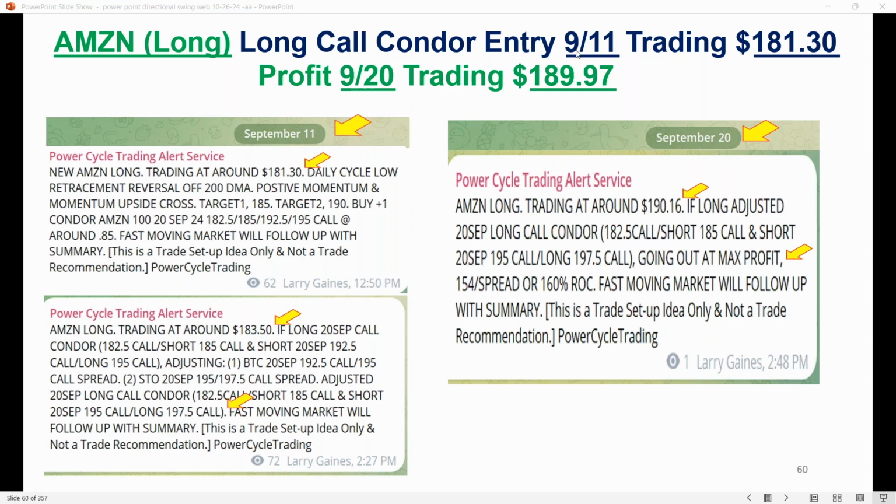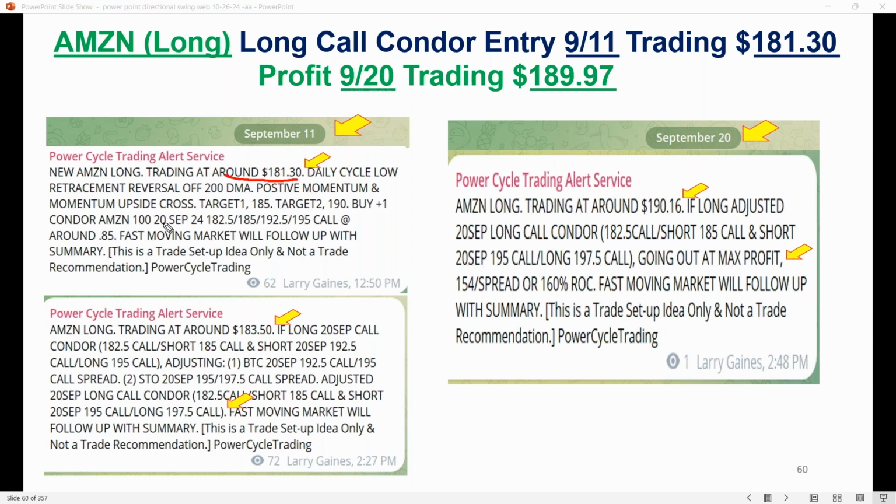So this was when we set up on the 11th of September. It was trading at 181.30, and then we had profit take on the 20th when it was trading up at 189.97. So this trade was also another really nice trade set up on a cycle low retracement as well. So it's trading at 181.30. And I won't go through all the detail, but I'll show you where we ended up.